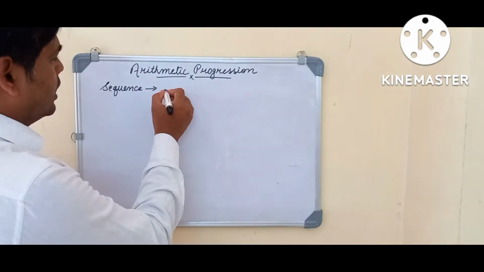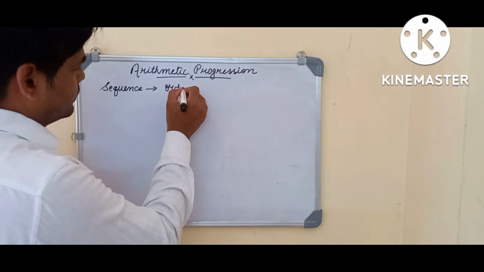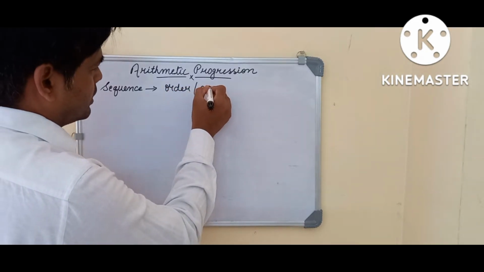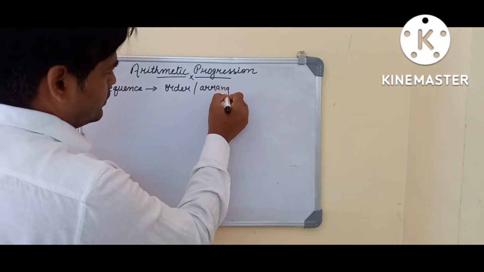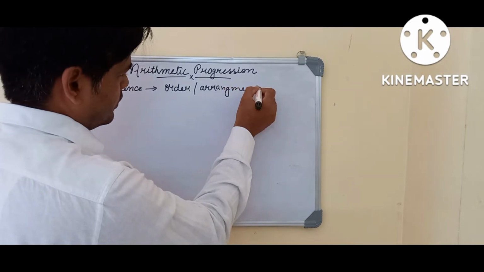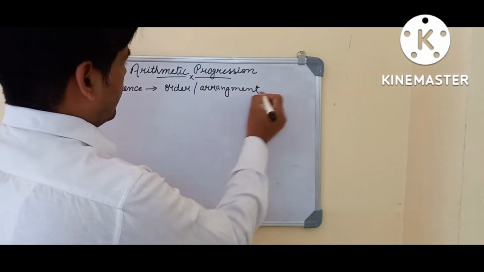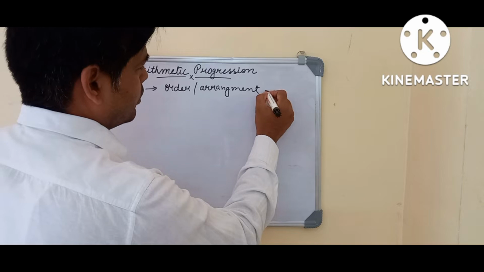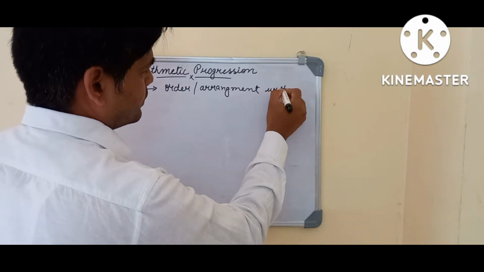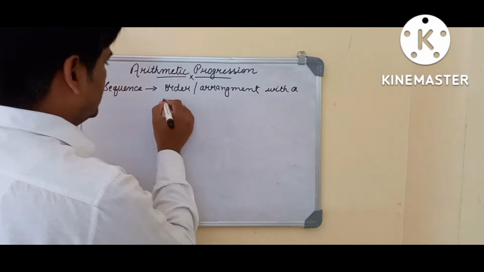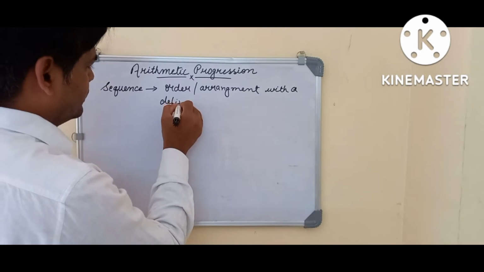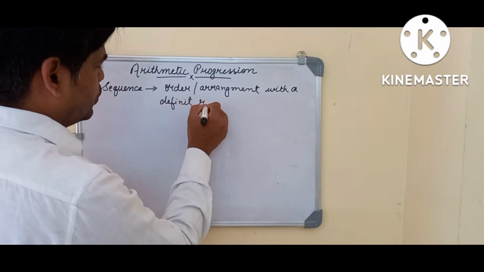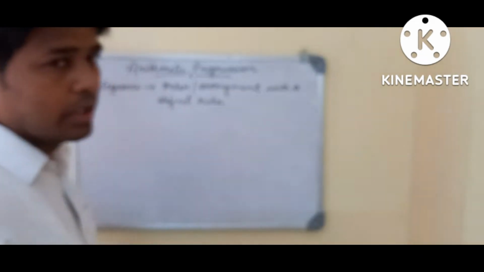Sequence means the order or arrangement with a definite rule. This is known as a sequence.